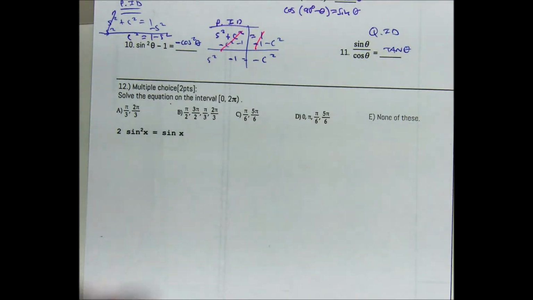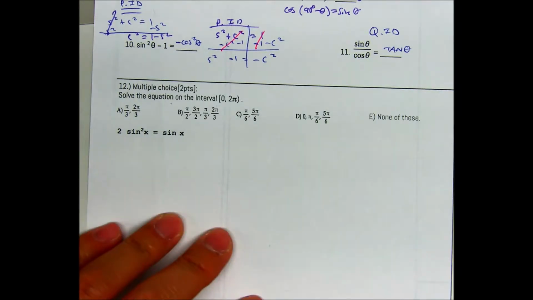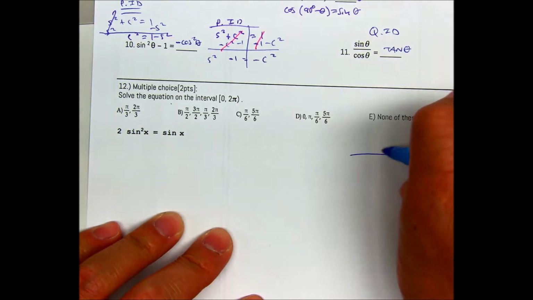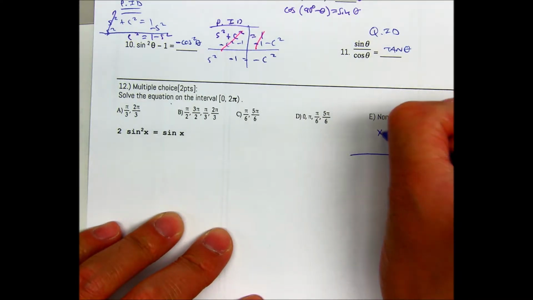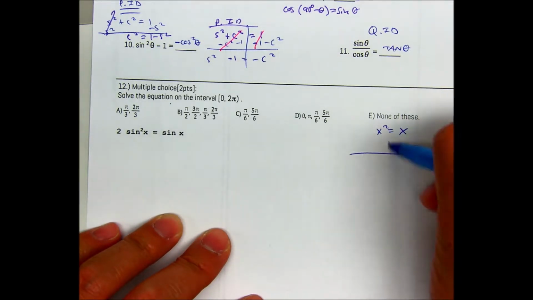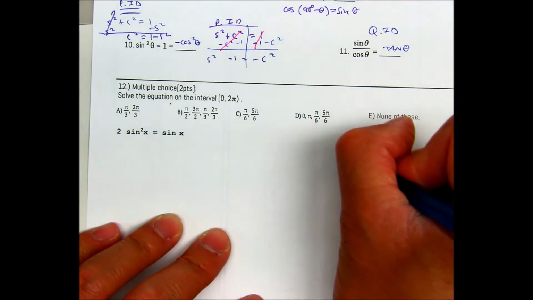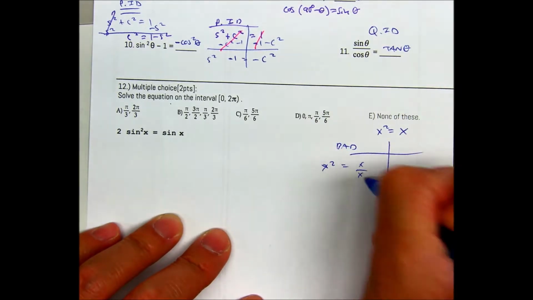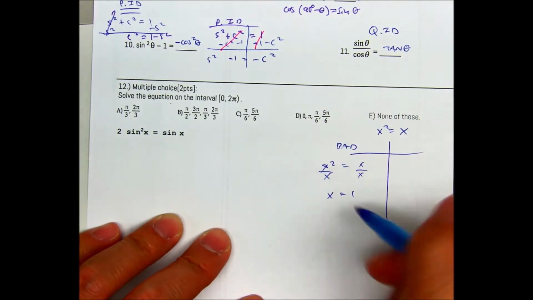Question number 12, solve the equation on the interval. We've talked about that it is bad. I gave you guys a warm-up, and in the warm-up, the problem was x squared equals x. And the question was, how do you solve that? It's bad if you divide by x on both sides, because you would only get one solution.